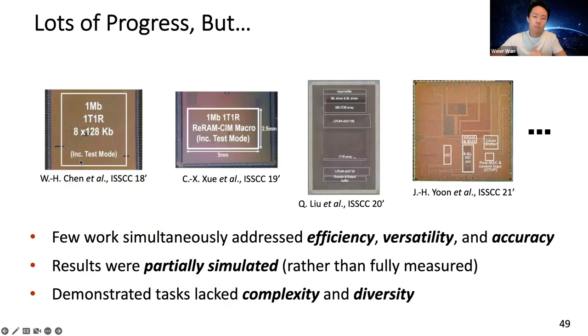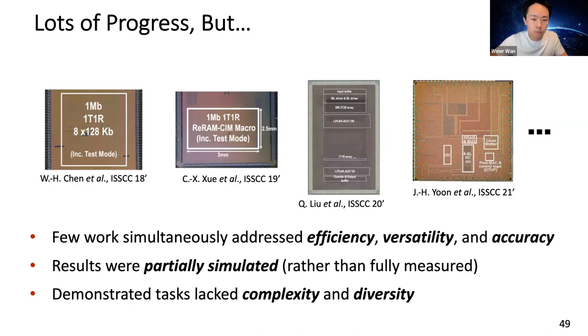Compared to SRAM-based PIM, RRAM-based PIM overall is at its earlier days. But over the past few years, as the process of integrating RRAM with CMOS becomes increasingly mature, there has been a growing number of RRAM-PIM test chips. However, these chips focus primarily on circuit techniques to improve efficiency, but few works have tried to improve other important aspects of a complete PIM system, such as the versatility to support different neural networks and the inference accuracy. And these different factors are all critical for the broader adoption of the technology.